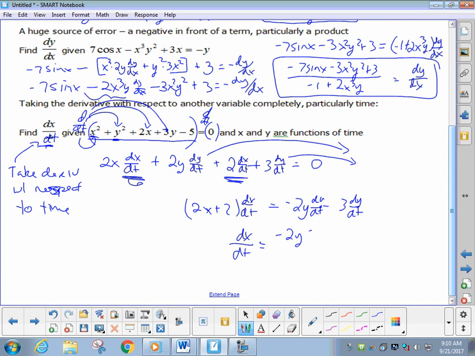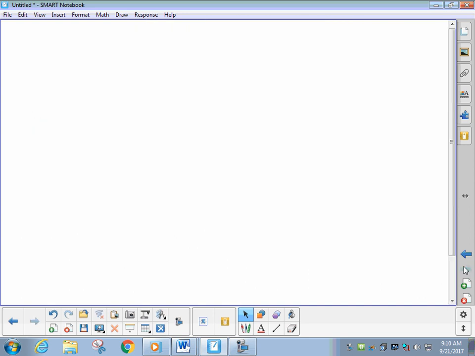Negative 2y dy/dt minus 3 dy/dt, all divided by 2x plus 2. Okay. Now that's a related rates problem you just did. We didn't have a word problem attached to it, but that's going to be something we'll do. It's super fun. All right, that's implicit, at least a good start. You kind of have a clue? Okay, I'll take it. Kind of a clue is a good start to implicit differentiation.